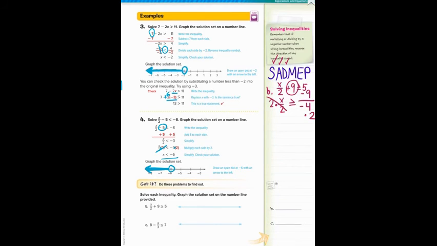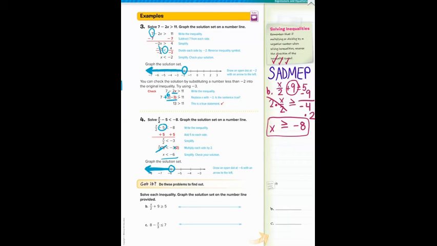The 2's on the left side will cross out since they are the same number. Bring down your variable x. -4 times 2 equals -8. Bring down your inequality symbol, greater than or equal to. Here is the solution. X is greater than or equal to -8. Let's graph this on a number line.